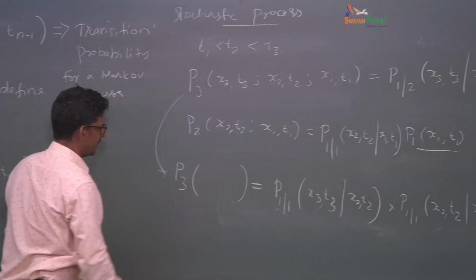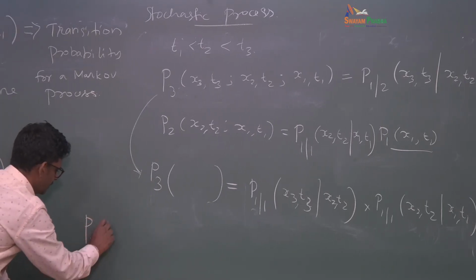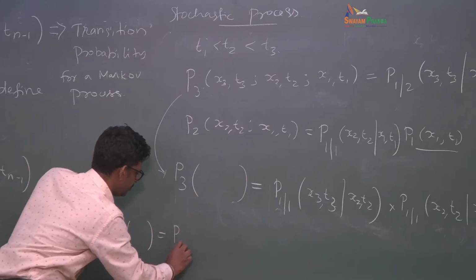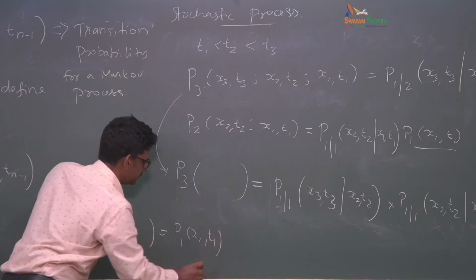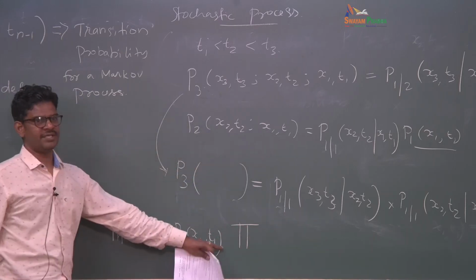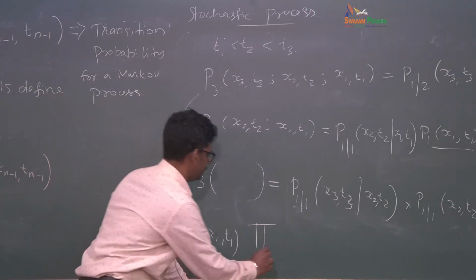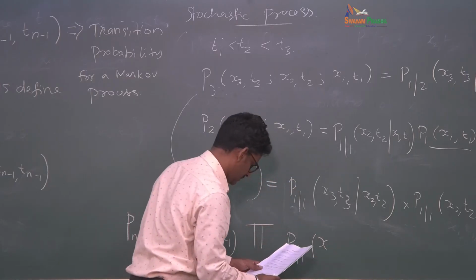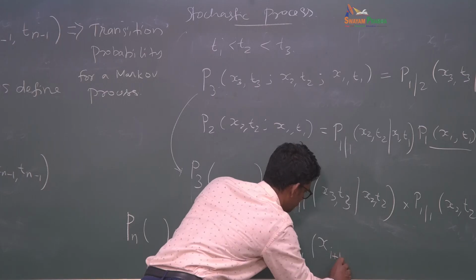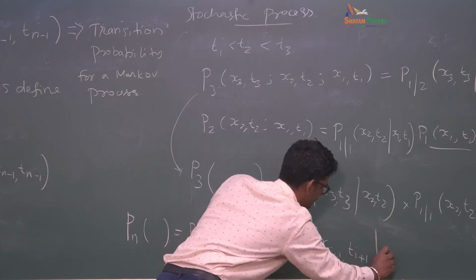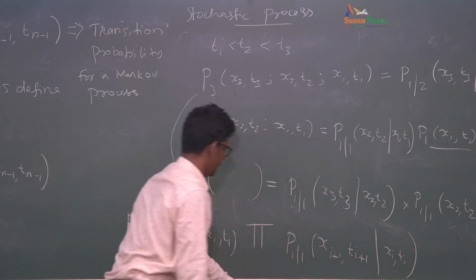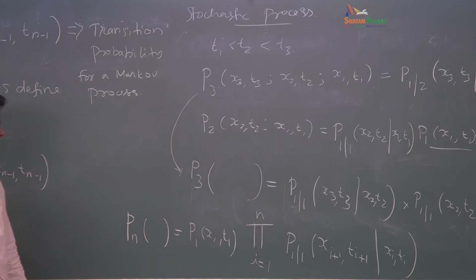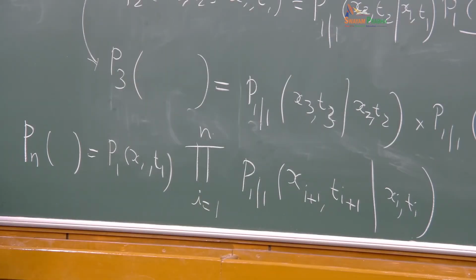So therefore, if you want to generalize this, you can say n point distribution can be single point distribution P1(x1, t1). This symbol means a multiplication of a series of P11(x_{i+1}, t_{i+1} | x_i, t_i), and here i goes from 1 to n, or sorry, n minus 1.